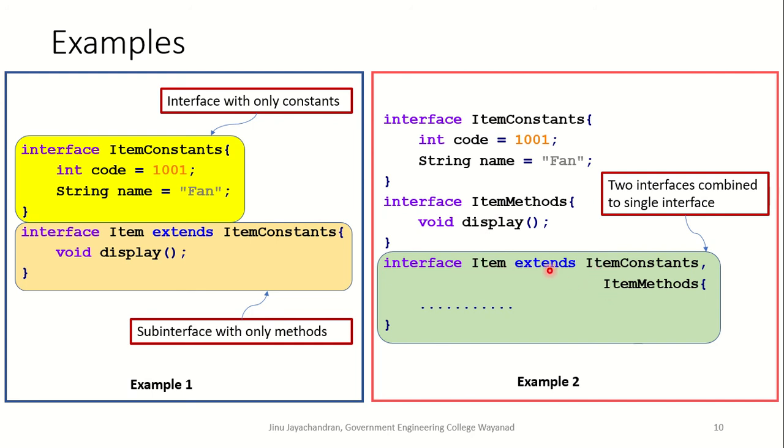So once you extend, you are basically inheriting the properties of both interfaces. So you can get the values or use the variables of item constant and use the method of item methods in the item.